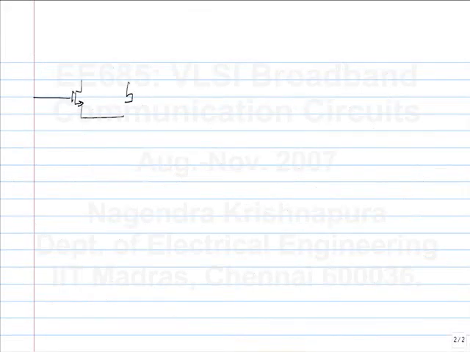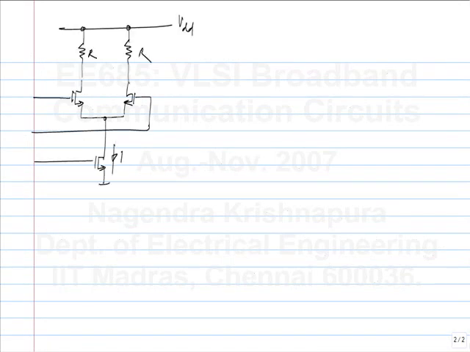And there are some other conditions you need for this to operate properly. So far we only concerned ourselves with V in P minus V in N, the differential input. Is there any constraint on the absolute value of V in P and V in N, or the common mode voltage?